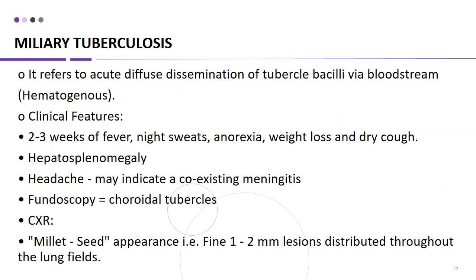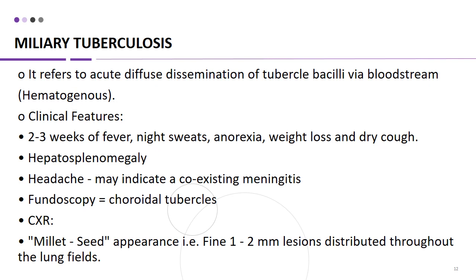So what is miliary TB? It refers to acute diffuse dissemination of tuberculous bacillus via the bloodstream. So it is basically dissemination of tubercles. Clinical features may include 2 to 3 weeks of fever, night sweats, anorexia, weight loss, and dry cough. Hepatosplenomegaly may also occur. Headache may indicate a coexisting meningitis.